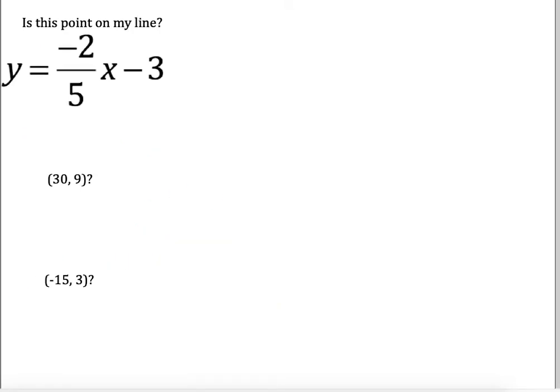What if I don't have a line? What if I just have an equation? Now what am I going to do? Well, I guess that's not too bad, because I can just think of it the same way. Think that I've got my x value and my y value. So I could either use the first method, where I plug in what I know. So 9 might be equal to -2/5 of x, and x is 30, minus 3.